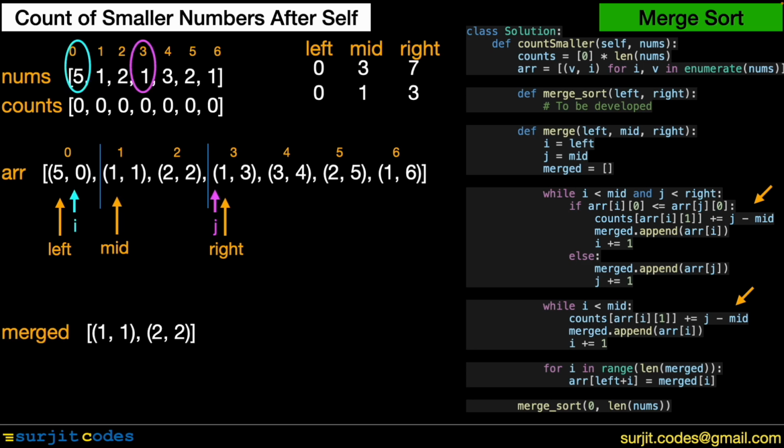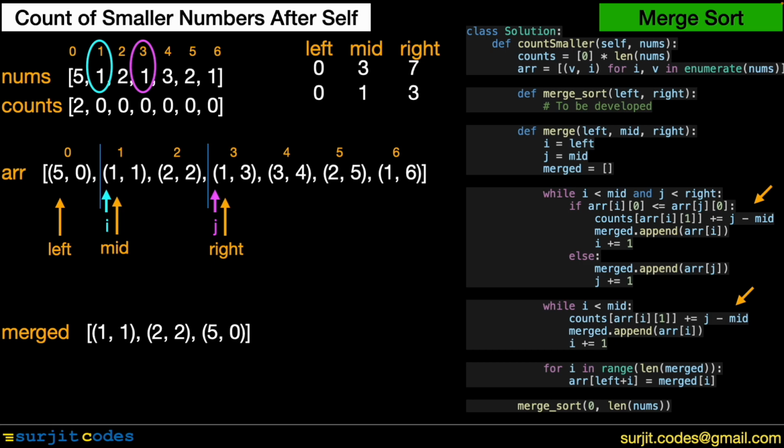We now merge them. In the first two iterations, j moves and we come out of loop. 5 is the residual part of the left partition. J minus mid is 2. It means that when we append 5 to merged, two entries of right partition are already present there, which will be crossed by 5. So we add 2 in counts at the position of this 5. We now append 5 to merged and move I. The two numbers crossed by 5 are 1 at position 1 and 2 at position 2 in nums.